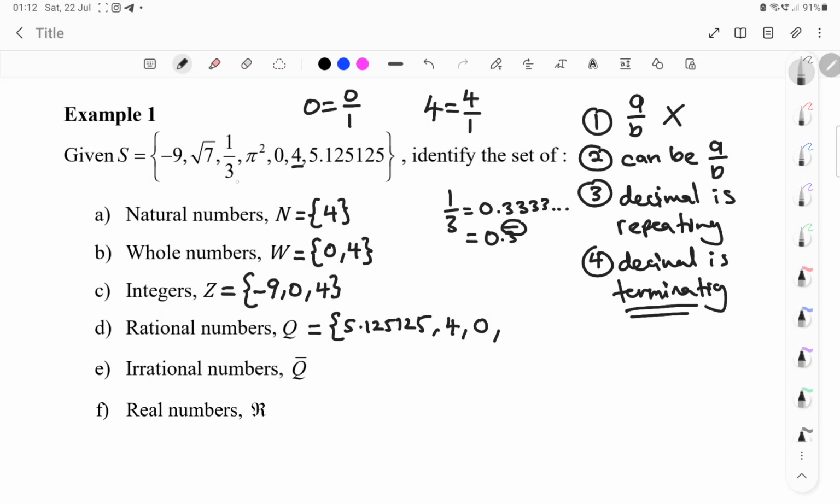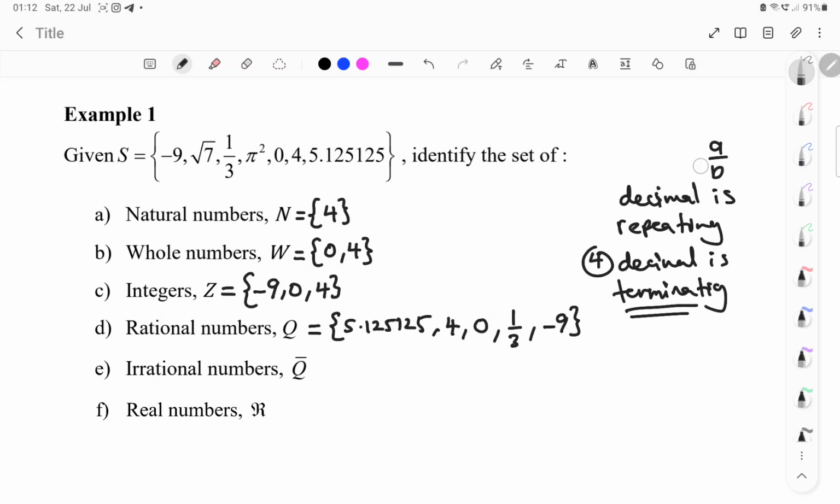This one, later I will tell you why. Next one is 1 over 3. Obviously it's A over B, so right away it is a rational number. Let's see square root of 7. No, it's not. How about negative 9? Yes, it is, because negative 9 is equal to negative 9 over 1. So it's rational. We are done with our list of rational numbers.